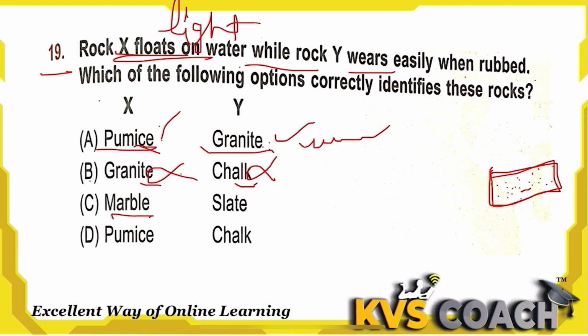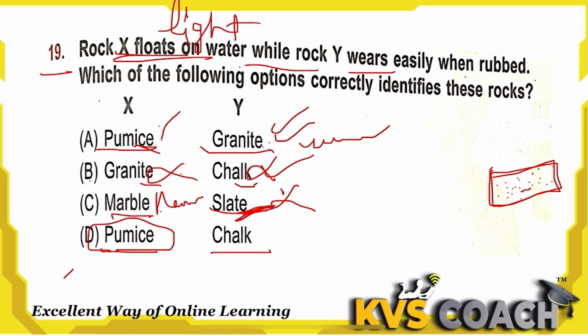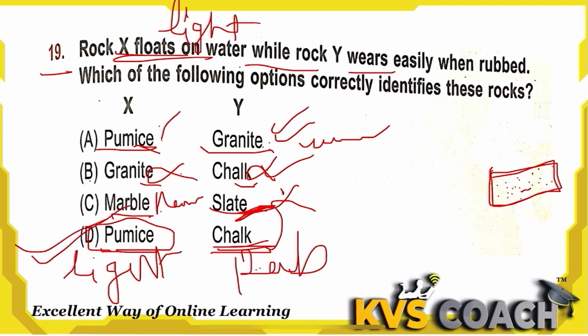Marble. Marble is very heavy. Slate. Slate is made up of black rocks, so this may also be heavy, but it cannot be rubbed. This is wrong. We cannot rub slate. We can rub granite, we can rub chalk, but we cannot rub slate. Fourth one is pumice and chalk. Pumice is the lightest stone, yes, and chalk we can rub easily on the slate. So this is also right. It means option D is the only right answer.